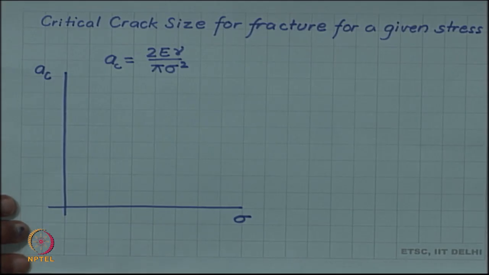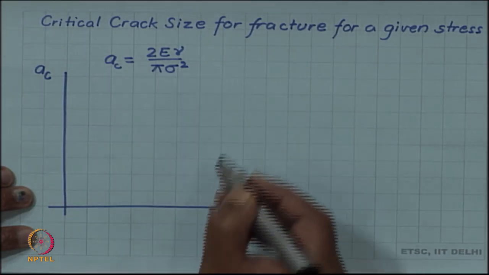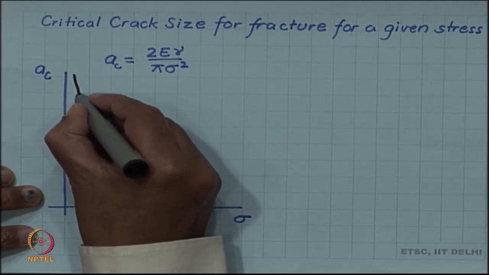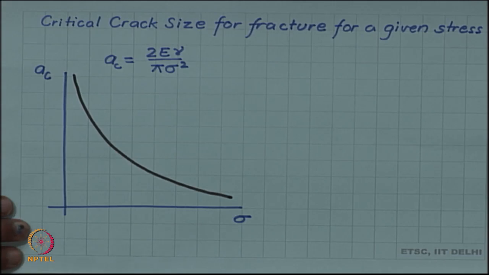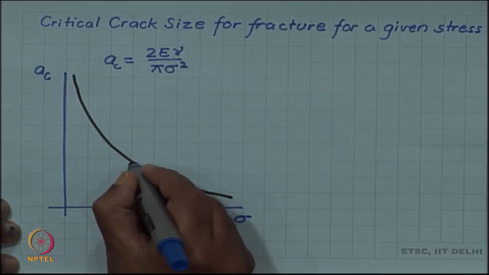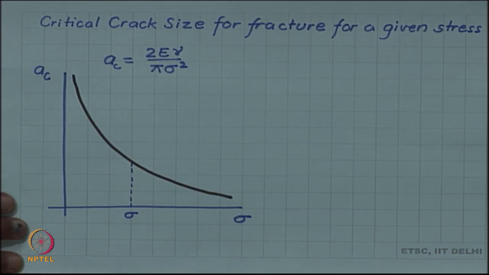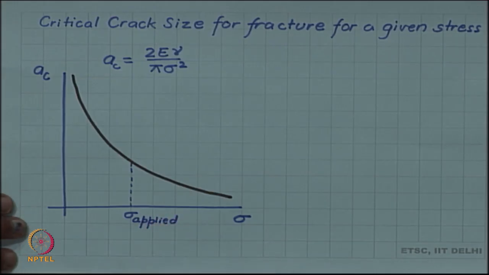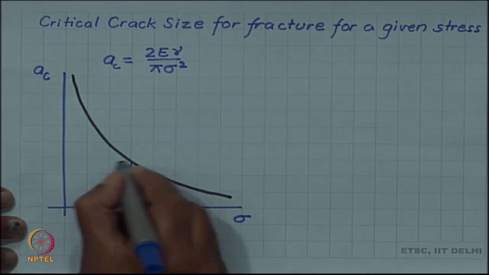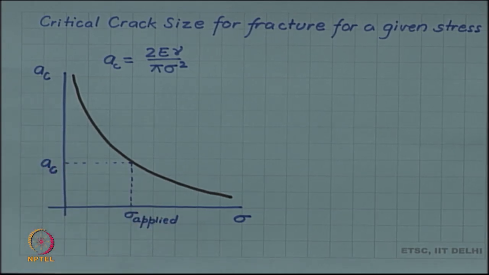So, if we plot this curve, A c as a function of sigma, you can see with increasing sigma it will keep decreasing. So, you have a curve like this. How do we interpret this curve? Let us see. This is telling us that for a given stress, let us assume that we have this stress sigma applied. Then for that applied stress, this is the critical size.